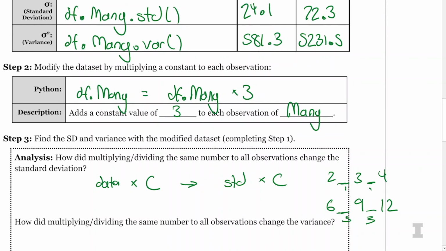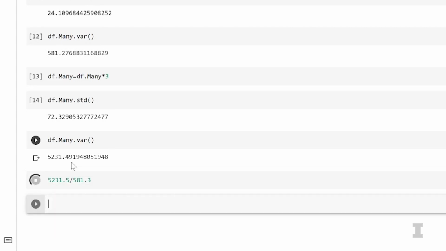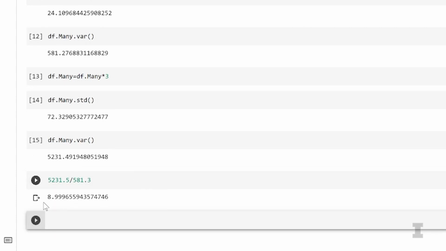So the variance, though, 581 times 3 is going to be something like 1,600. Yeah, the variance actually increased by more. So let's do a little division and see what factor it increased by. Can you do 5231.5 divided by 581.3 in Python? Yep. So I'm using Python as a calculator, and I got 8.999. So it increased actually by a factor of about 9.